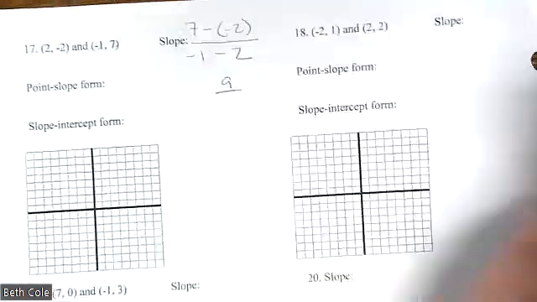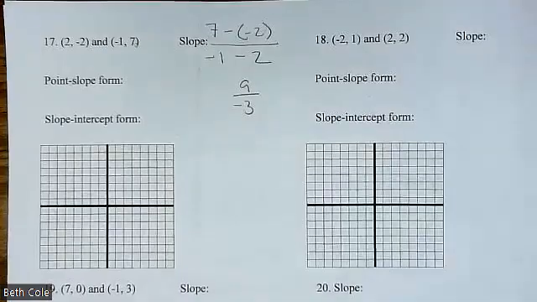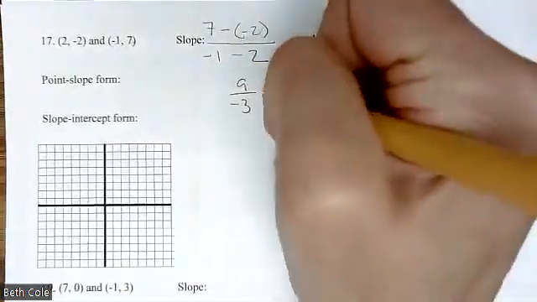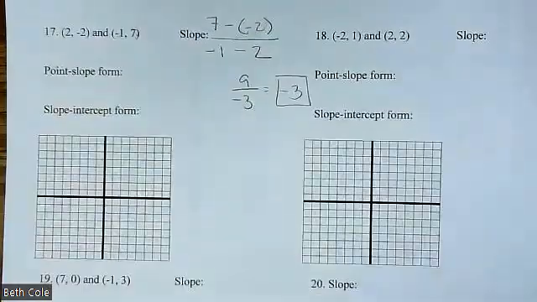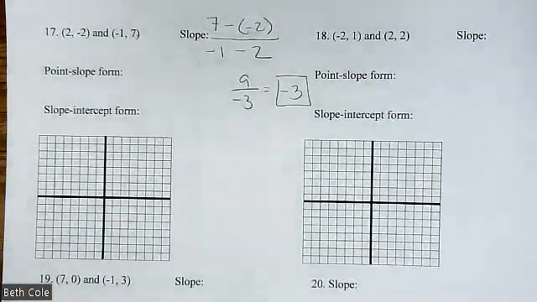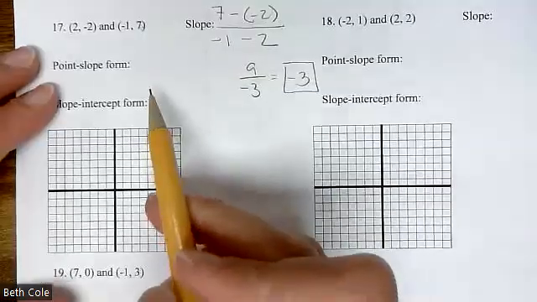9, good, over -3, beautiful. Oh, and that'll actually reduce further, just -3, or -3 over 1. Some people like to leave the 1 in there, and that's totally valid. All right, but your slope is -3. Already you should know, hey, when we graph this, the line should be going down. Why? Because it's negative.